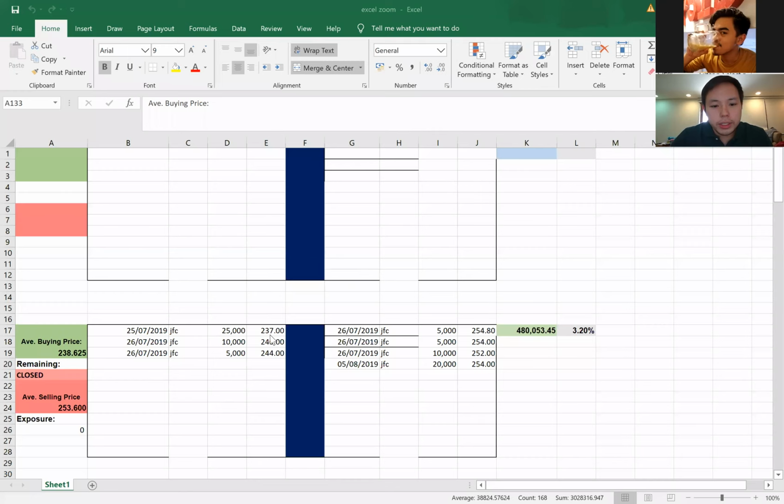So, bumili ako sa 237. Bumili ako sa 237, tapos nag-add ako sa 240, and then 244 yung last add ko. And then I sold, napansin nyo, August 26 yung buying ko. Binenta ko siya ng August 26 also. Okay, so 254, 252, average selling price 254. So I just made this amount in that short period of time, less than a week. Percentage wise, 3%.